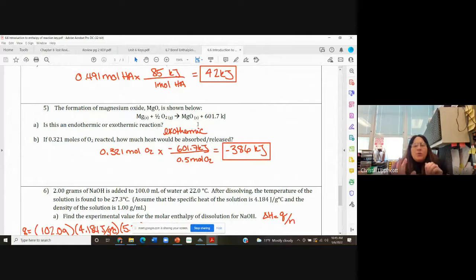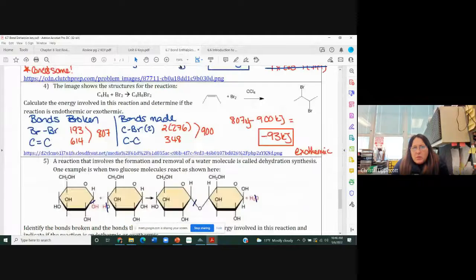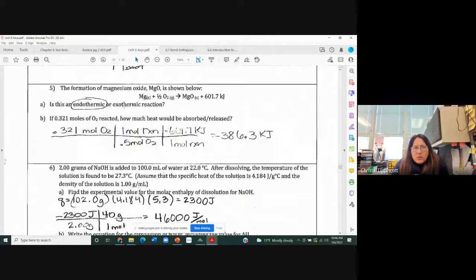Oh, I see what they're doing here. Okay, I see what they're doing. This is a plus sign here. They're not saying delta H equals that. They're saying that this is a product. So if heat is a product, then that makes that exothermic. So that means that I need to change this.